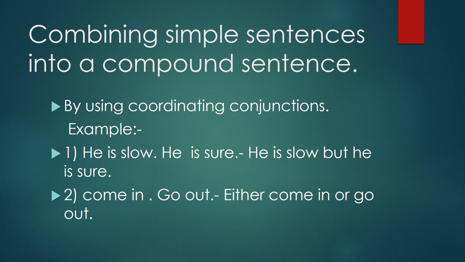Combining simple sentences into a compound sentence. So we can join two or more simple sentences together by using coordinating conjunctions. For example, he is slow, he is sure. He is slow, but he is sure. Come in, go out. Either come in or go out.